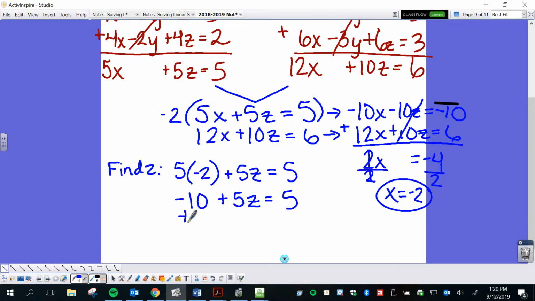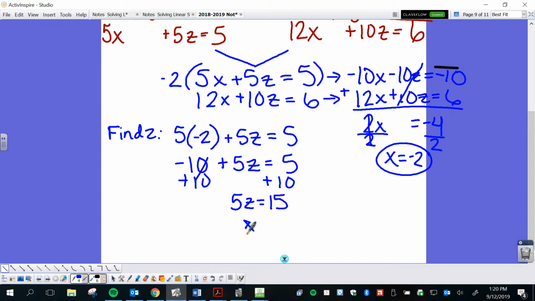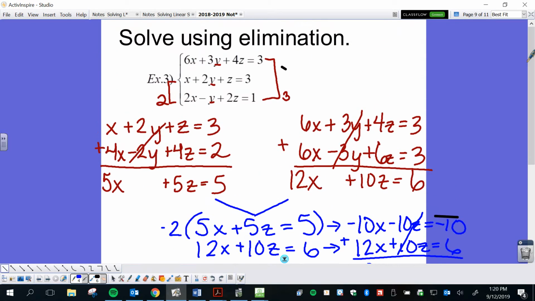Add 10. 5z equals 15. So what is z? 3. Z is 3. Oops. Z equals 3. Okay, we have z, we have x. All we need now is y. So we go to the top level, right? So we go all the way up here, and we're going to pick one of the original equations to plug in to find y. Which one looks like it's going to be easier? The smallest one. So maybe the middle equation, just because it looks like math is easier to do.